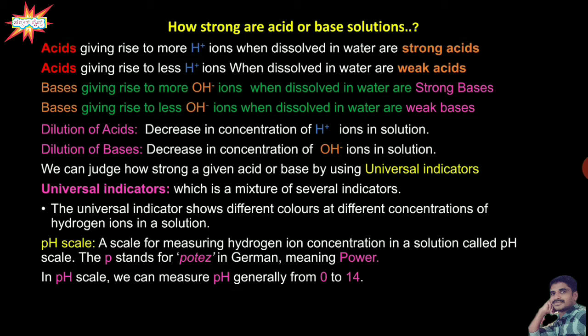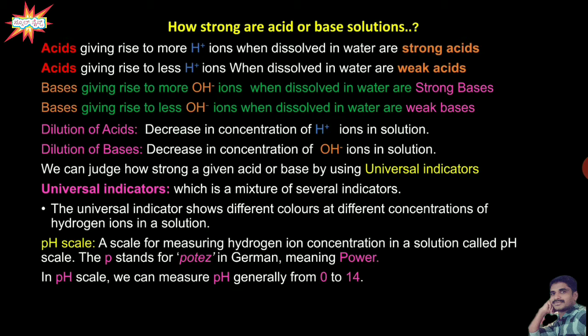We can judge how strong a given acid or base is by using an indicator, the universal indicator. The universal indicator is a mixture of several indicators. It shows different colors at different concentrations of hydrogen ions in a solution, meaning different pH. It shows different colors in different pH ranges.